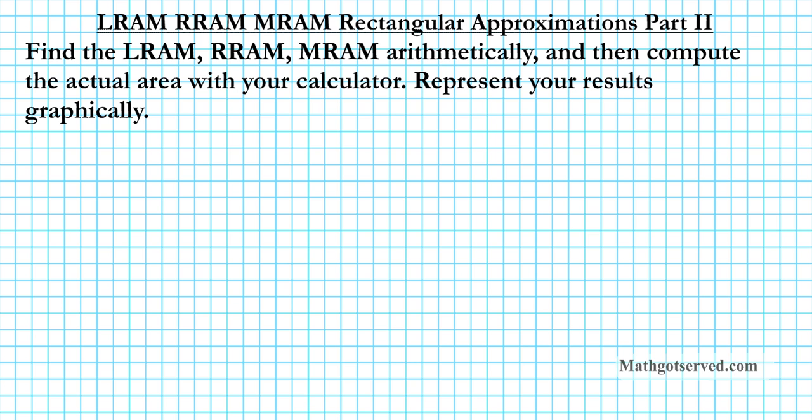So the instructions for example number two is as follows. We're to find the left rectangular approximation, the right rectangular approximation, and the midpoint rectangular approximation arithmetically, and then compute the actual exact area with our calculator. And then we're going to represent our results graphically. Okay.